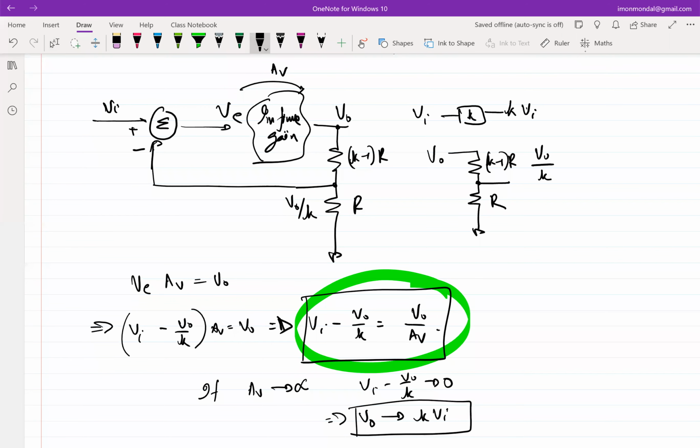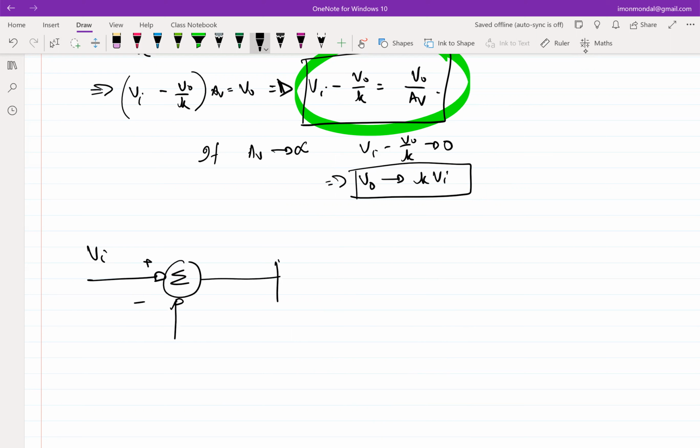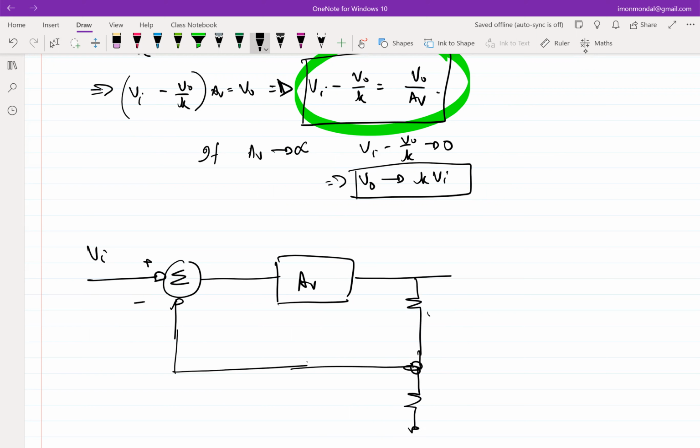So now if I formalize this, this looks to be an amplifier. If AV tends to infinity, then this VE is tending to 0, right?